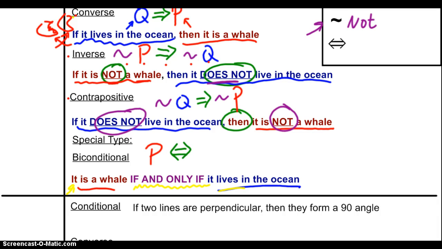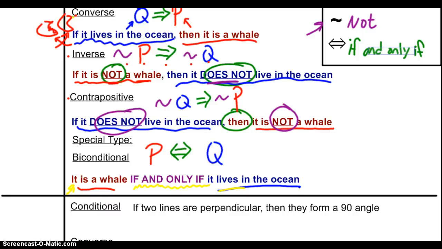The P, remember, the hypothesis, is it is a whale. If and only if uses these two arrows. So over here it is if and only if, and then the conclusion Q, it lives in the ocean. So there's a biconditional going both ways.